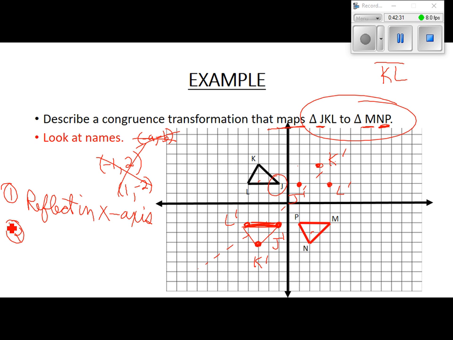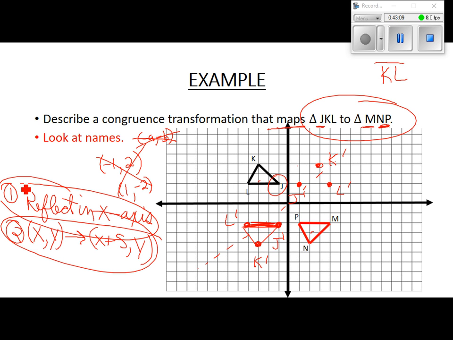Now, when you write a slide, we don't want the little 4th grade thing, where you say you slide it 6 to the right. You gotta write it as the rule. Write it as the rule. XY goes to X plus 5. What do we gotta do to get J prime to match up with M prime? Plus 5. So how do I write that? X plus 5. What's the Y gonna be? Is it gonna change? So we just put Y there. That's our answer. That's our congruency transformation.